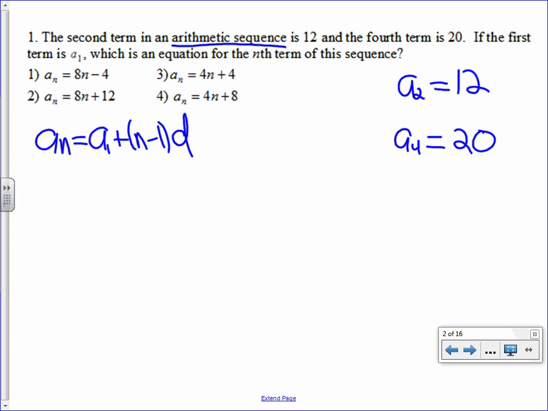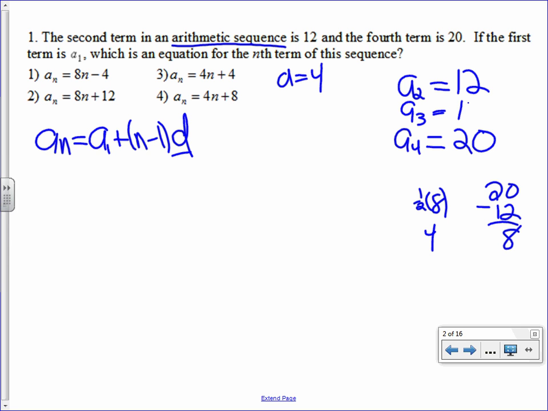Well, first of all, I need d. How much are you changing going from term to term? If I subtract 20 and 12, that's 8. However, I went 2 terms from 2 to 4, so I'd have to take that 8 and cut it in half to get 4. So my d is 4. That means my third term would be 4 more than 12, which is 16.